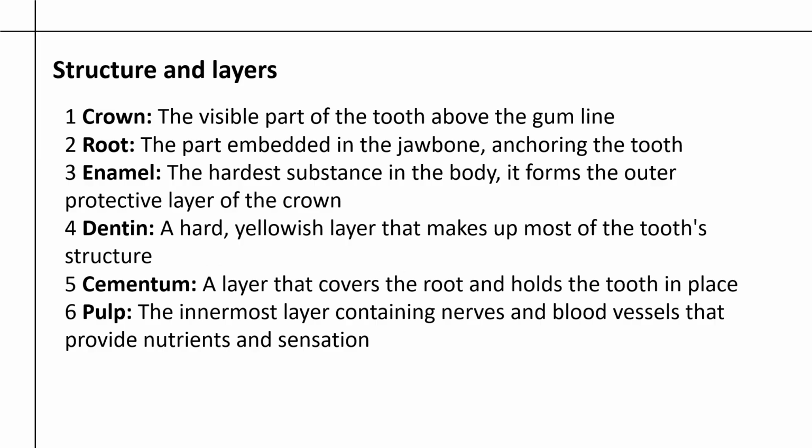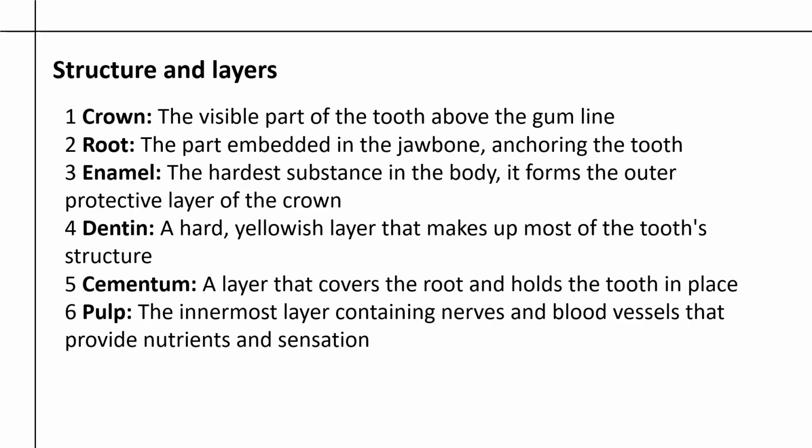Structures and functions. Crown, the visible part of the tooth above the gum line. Root, the part embedded in the jawbone, anchoring the tooth. Enamel, the hardest substance in the body. It forms the outer protective layer of the crown.